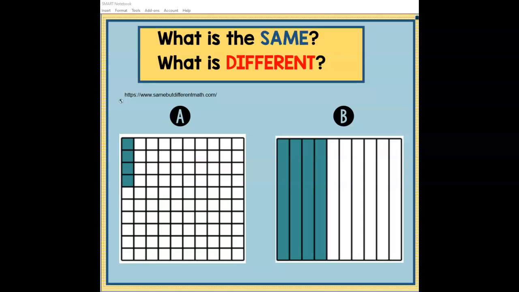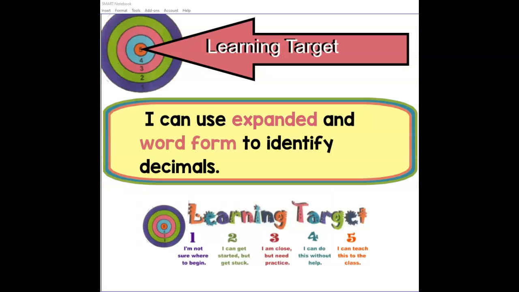Pause and go over what is the same and what is different about A and B. Our learning target for today is: I can use expanded and word form to identify decimals. Rate yourself on a scale of 1 to 5 on how well you think you can do that.